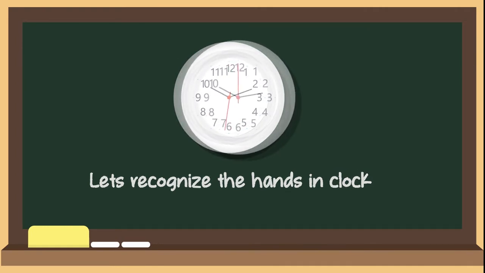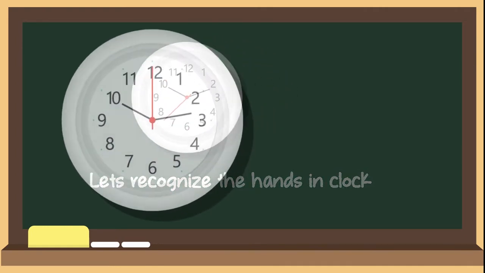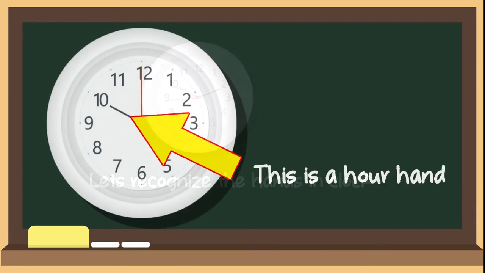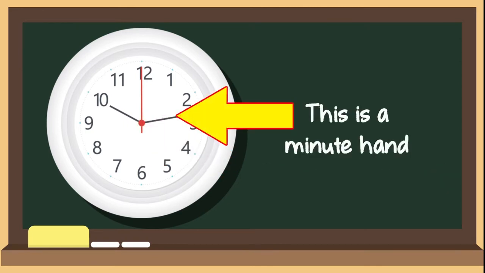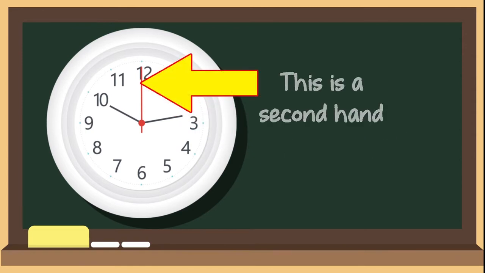Let's recognize the hands in clock. This is the hour hand. This is a minute hand. This is a second hand.